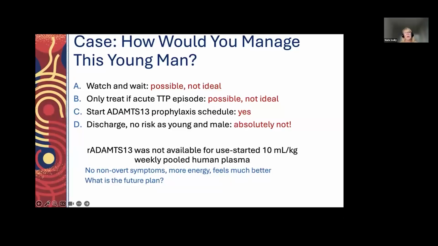Now, the timing of when they start a prophylaxis pathway will very much require continued discussions and may not be immediate. For this young man, recombinant ADAMTS13 was not available, which is a real shame as he'd never been exposed to blood products. And so he started a trial period of 10 mL per kilo weekly of FFP. And what was demonstrated is that he had no ongoing overt symptoms, he had more energy, and he felt better.